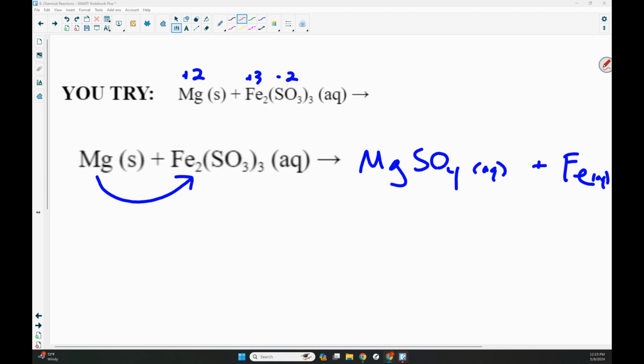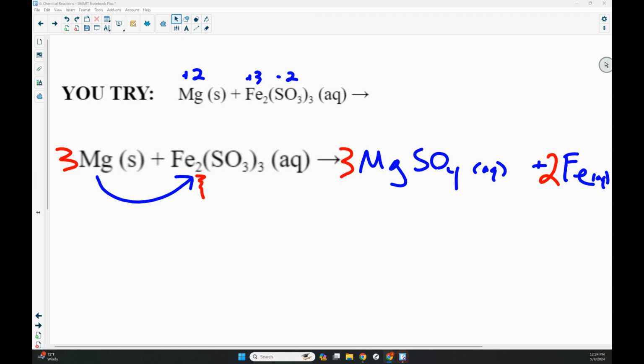So the thing that I notice first is the iron. I've got 2 on the left. So I'm going to put a 2 over here. I also have 3 sulfates on the left, so I'm going to put a 3 right here. That creates an imbalance of magnesiums, so I need to come back and put a 3 here, and now it is balanced. You guys have any questions about how I did that there?